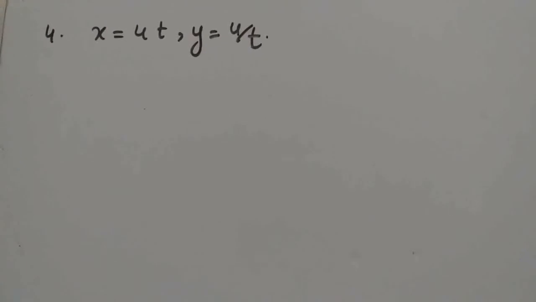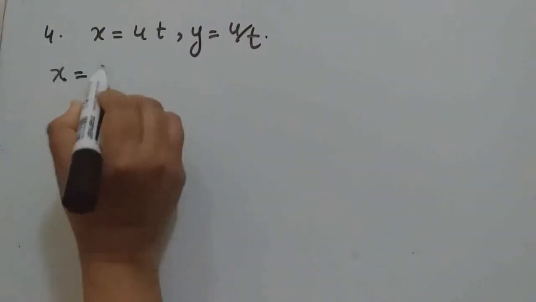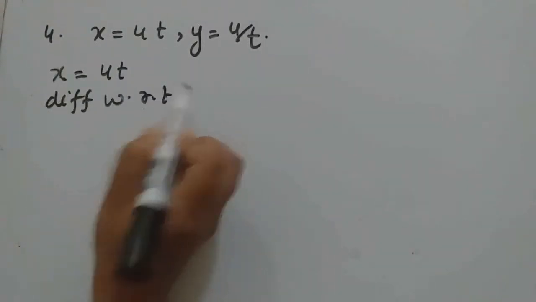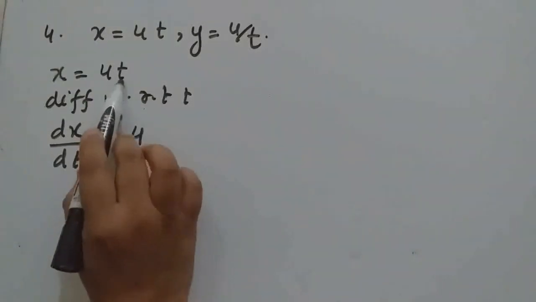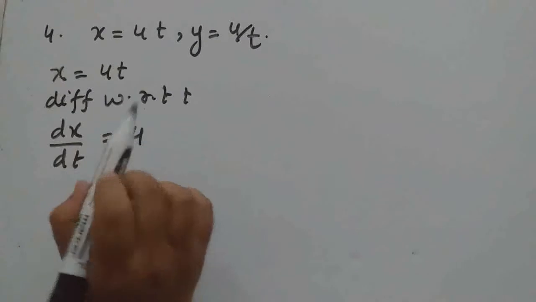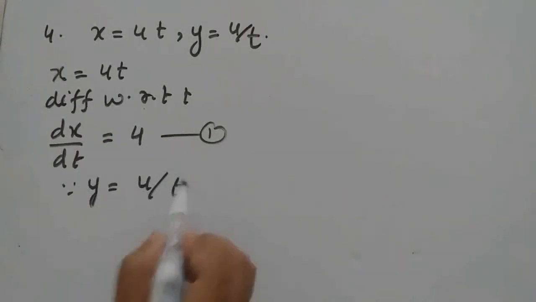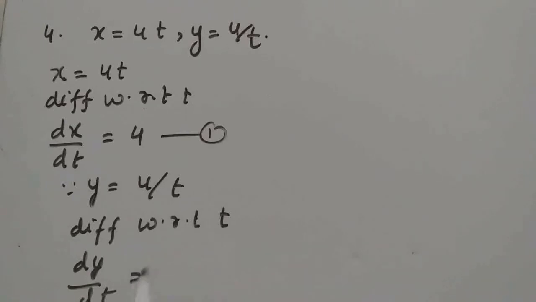x is equal to 4t, y is equal to 4 by t. Since x is equal to 4t, differentiate with respect to t. So dx by dt is equal to 4, since the derivative of t with respect to t is 1. Equation 1. Now since y is 4 by t, differentiate with respect to t.